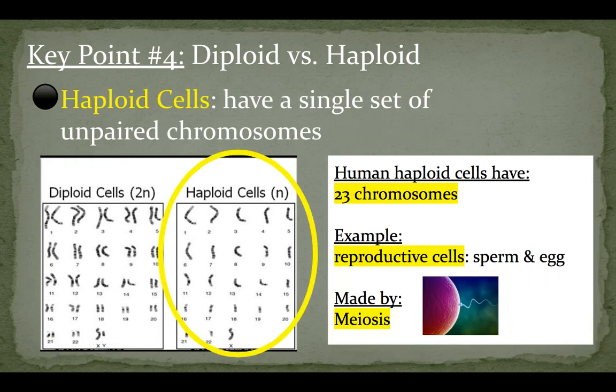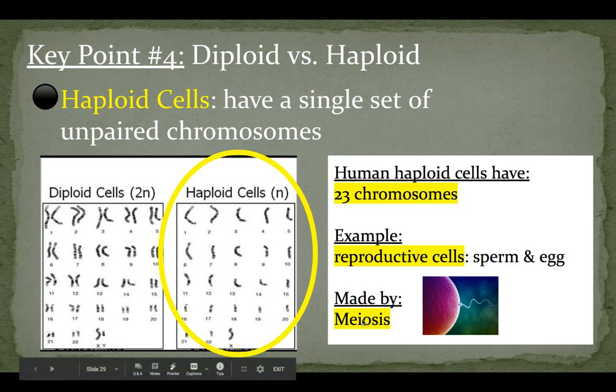All right, haploid cells. So human haploid cells have 23 chromosomes. Notice that that is half of diploid cells. So think of haploid, half, hap, hapa. Okay, so haploid cells have a single set of unpaired chromosomes, so half as many. And then an example, the only example, is reproductive cells. So sperm and egg. Those are what become the next generation. And those are made by the process of meiosis.